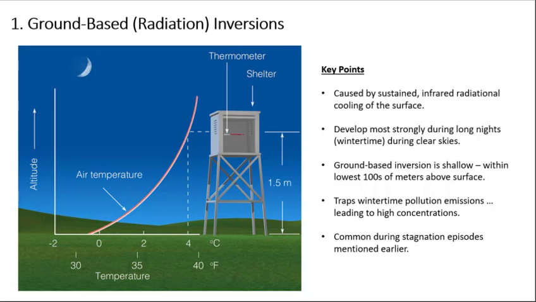The depth of this surface-based inversion is shallow, usually within the lowest hundreds meters or so above the surface. Wintertime pollution from auto traffic, residential fuel combustion, and other smoke sources can therefore build up to very high concentrations since the polluted air becomes trapped within this shallow inversion layer. Key points summarizing this are provided on the right.